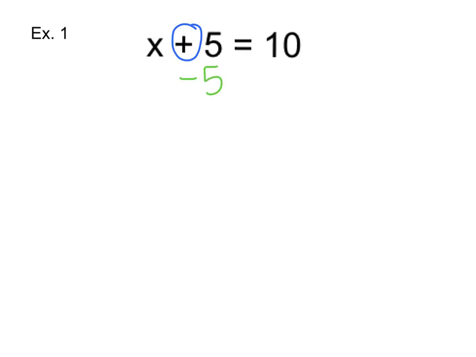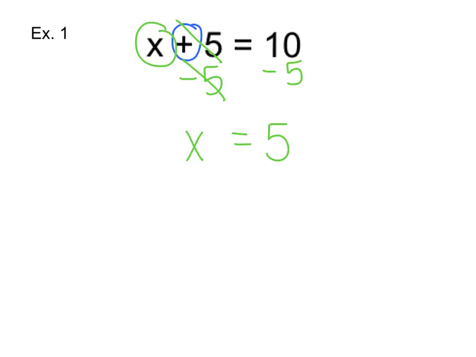And since I subtract 5 from the left side, whatever you do to one side, you always have to do to the other side of an equation. So I also need to subtract 5 from the 10. Okay, so a plus 5 and a minus 5 will cancel out, leaving us with just the x on the left-hand side. And then we do the math of 10 minus 5, and that is equal to 5. So I came up with the solution of x equals 5.